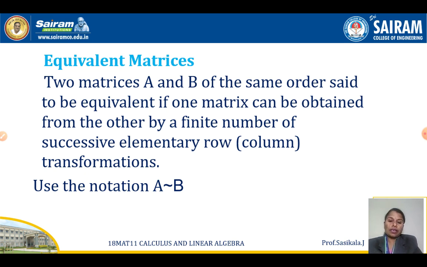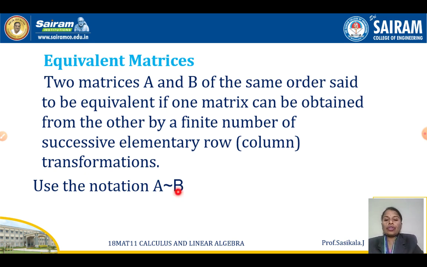As per our syllabus, we have only elementary row transformations, so we are not going to change anything in columns. But as additional information, the three types of elementary transformation we learned so far can be used on columns also. So the equivalent matrix is such that one matrix can be obtained from the other. That means from the A matrix you do some simplification and get a B matrix, but both are equivalent matrices. It's not an equal matrix, but it is an equivalent matrix.